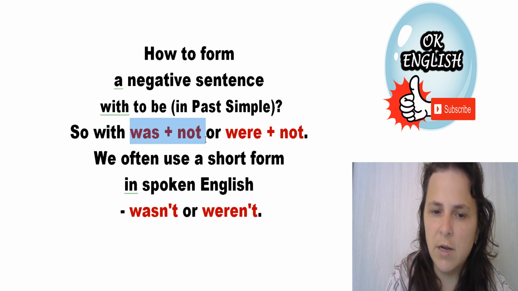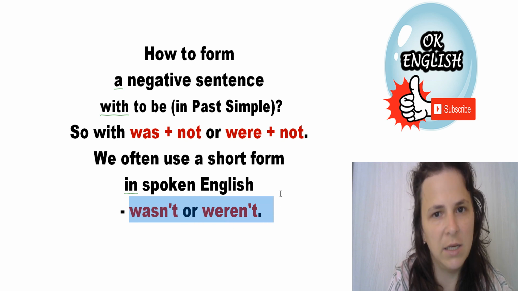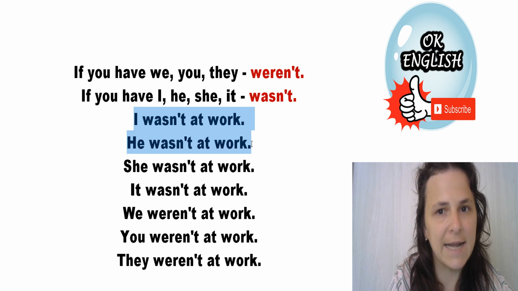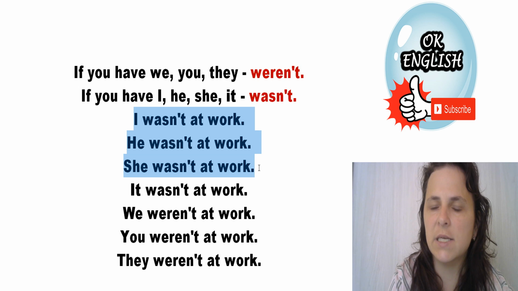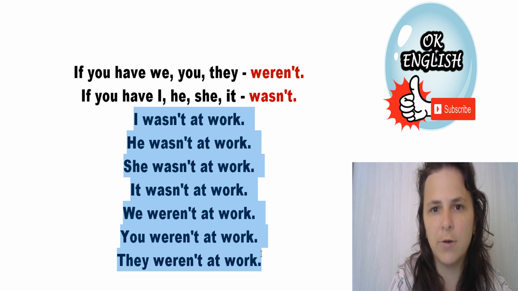How to form a negative sentence. We use was not or were plus not. We often use a short form, wasn't or weren't. Please remember it. For example, I wasn't at work. He wasn't at work. She wasn't at work. It wasn't at work. We weren't at work. You weren't at work. They weren't at work.